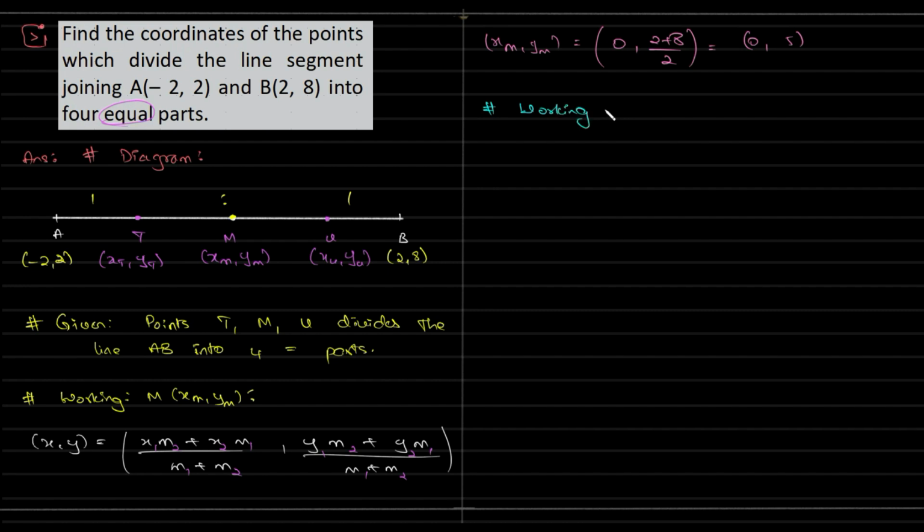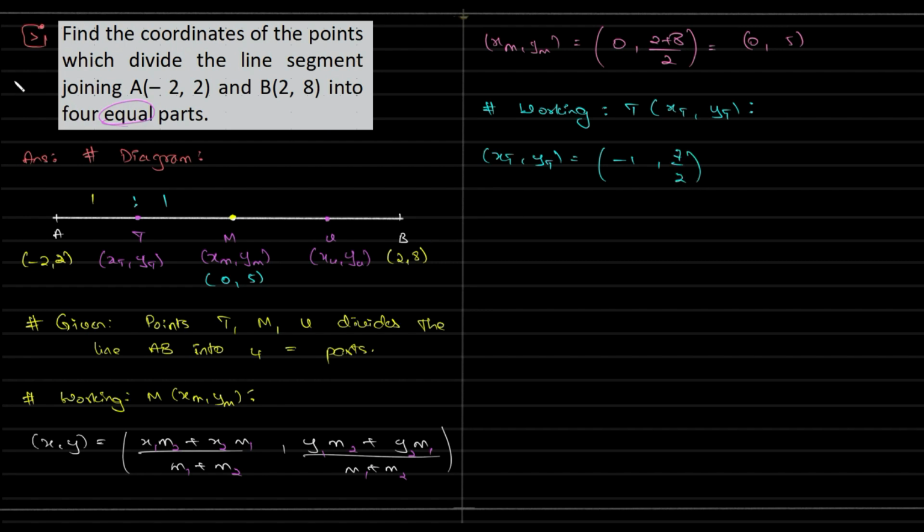Working on point T. How can I find T? How do I know the ratio? Well, if I take point M, which is 0, 5, T is a midpoint between A and M. So this is in the ratio of 1 is to 1, right? So again, our job becomes simple. It's a midpoint between A and M. So xt, comma yt is equal to minus 2 plus 0 by 2, that's minus 1, and 2 plus 5 by 2, that's 7 by 2.